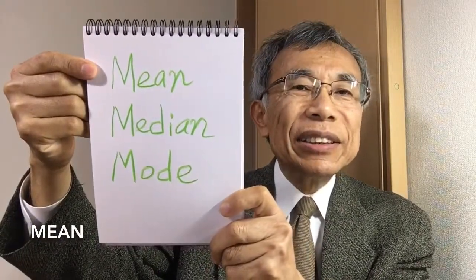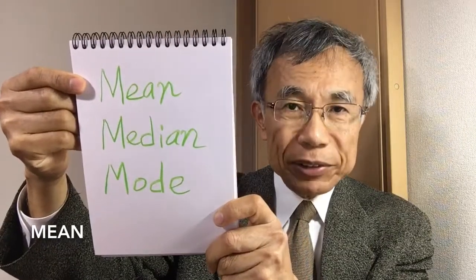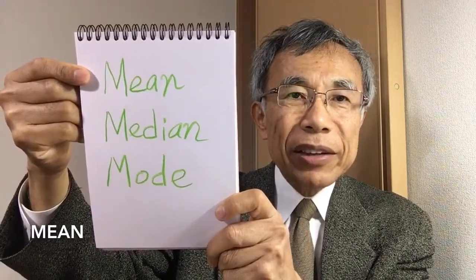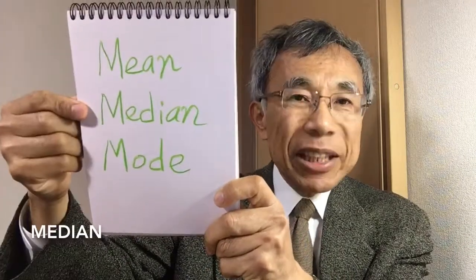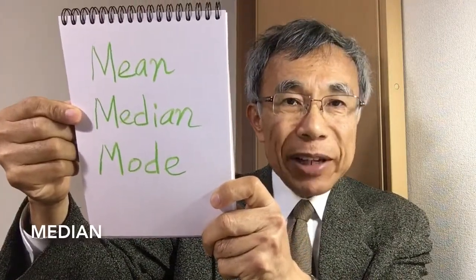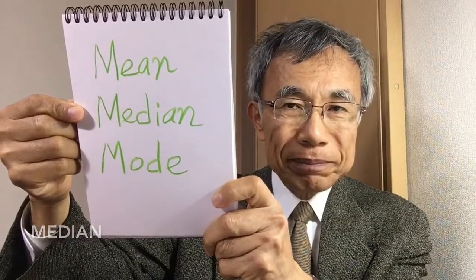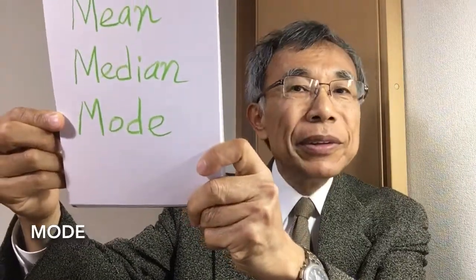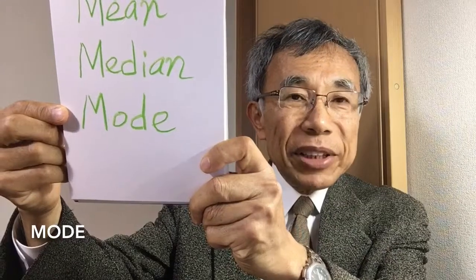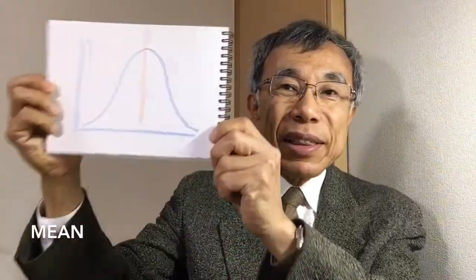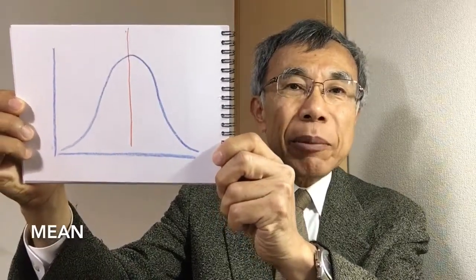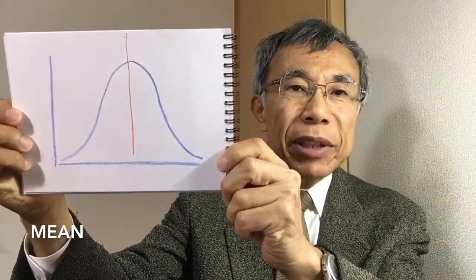Mean is the sum of variables' values divided by the total number of values. Median is the middle value of a variable. And mode. Mode is the value that occurs most often. The mean is the most commonly used measure of central tendency.